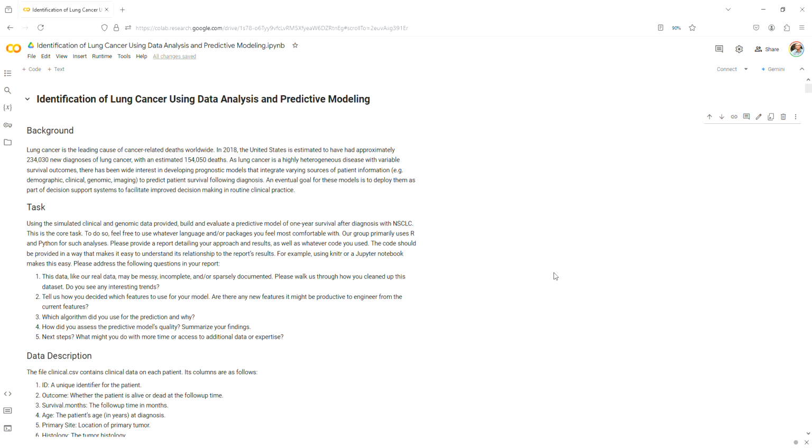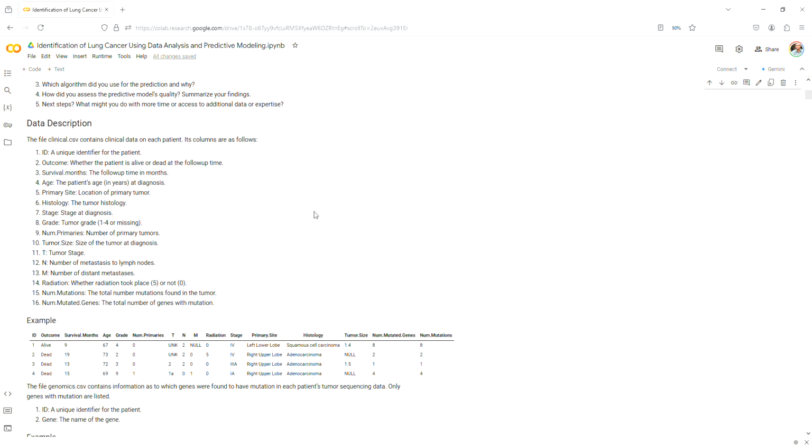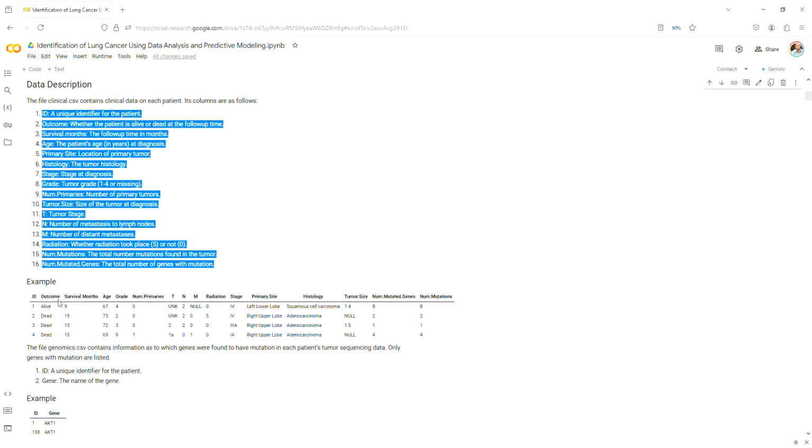The main task of the project was to predict the 12-month survival of the patients based on some information. I had been given some data, actually two data files. One is the clinical.csv file, which has 16 attributes. These are the 16 attributes, and this is a sample of the file.